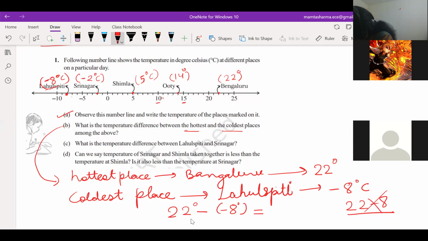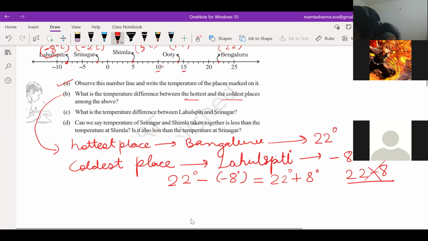Now see, open this bracket. This minus would become plus, and this would be 22 plus 8, which would be 30. So for the correct answer, the difference would be 30 degrees centigrade. Okay. Is it clear to everyone?